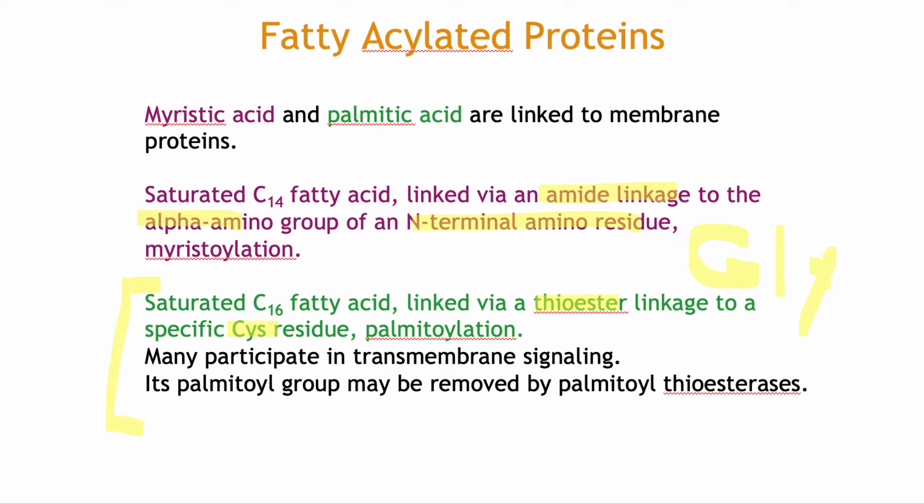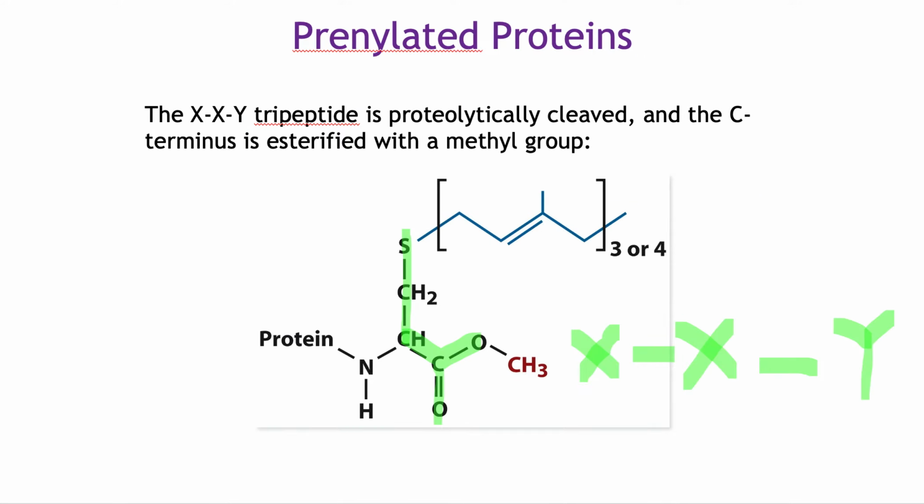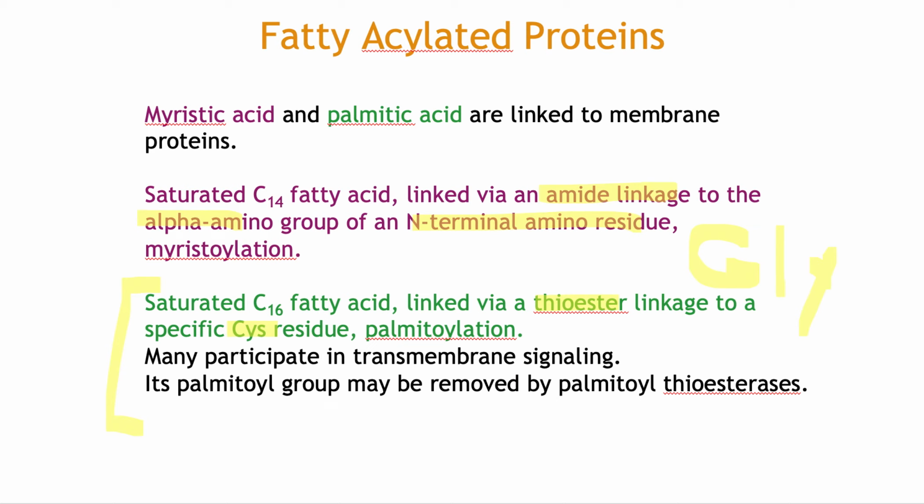The other one that we talked about, this was a thioether linkage, right? In this case, we have a thioester linkage to a specific cysteine residue. Well, it's thioester because palmitic acid will have the carboxylate, right? Anyway, so you'll have the carbonyl oxygen and then the sulfur from cysteine, so it's a thioester, right?